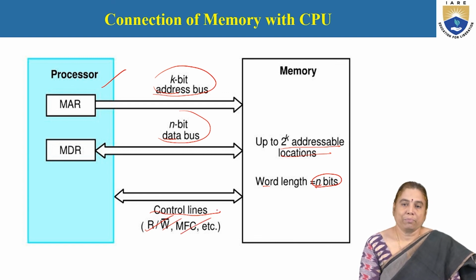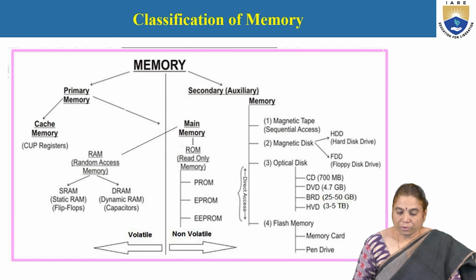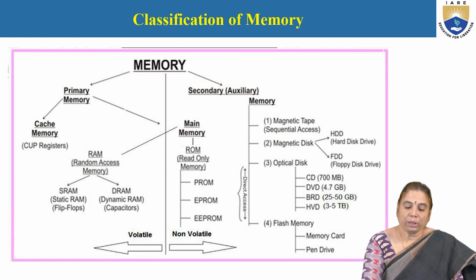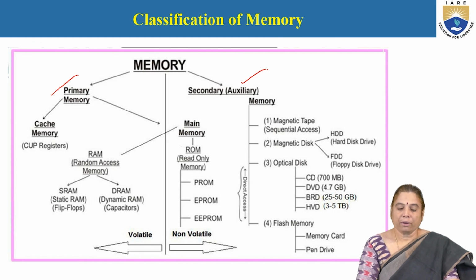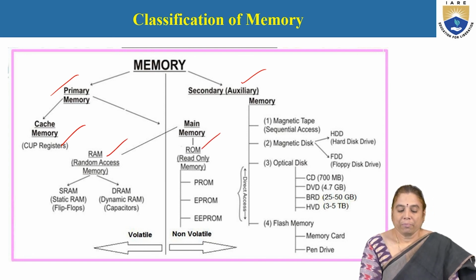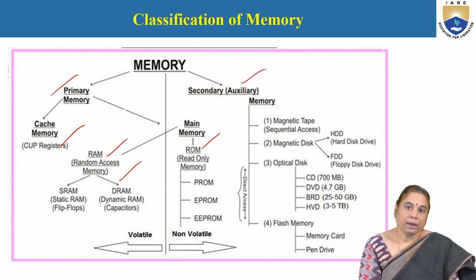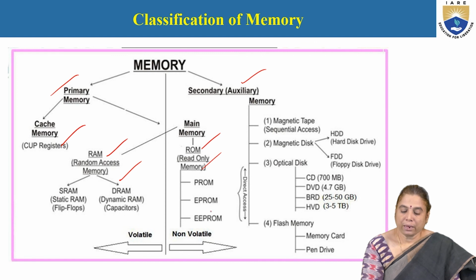Like this, these signals can be carried with the control lines. How can this memory be considered? Based on the classification of memory, you know that primary memory and secondary memory are of 2 types. The primary memory can be cache memory, RAM or ROM. RAM is the major memory, random access memory, and it is of SRAM or DRAM. It is a volatile memory. It is used to perform both read and write operations. ROM is read-only memory and it is a non-volatile memory, and various varieties are PROM, EPROM and EEPROM.